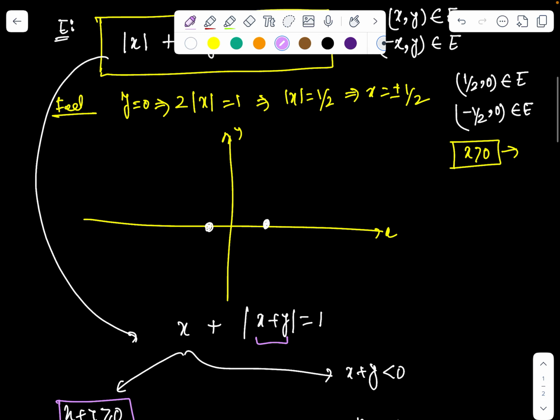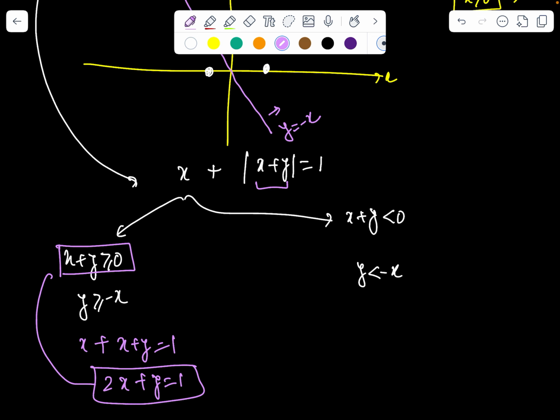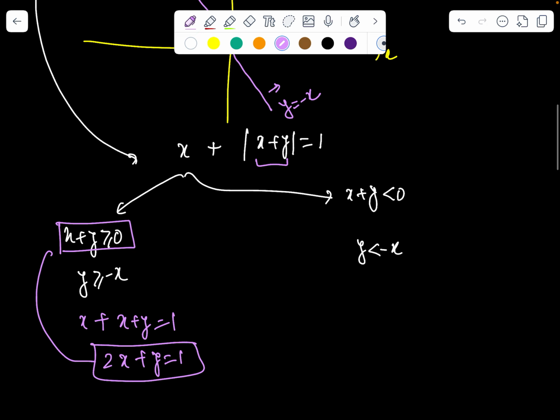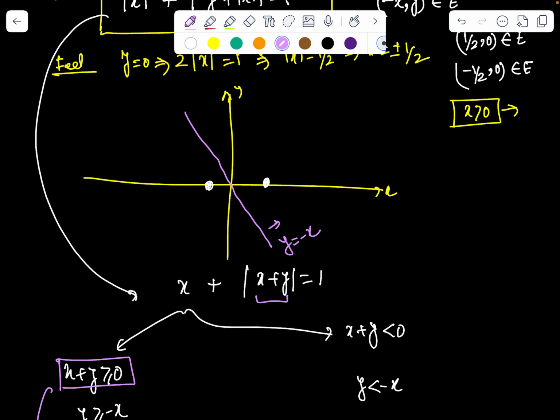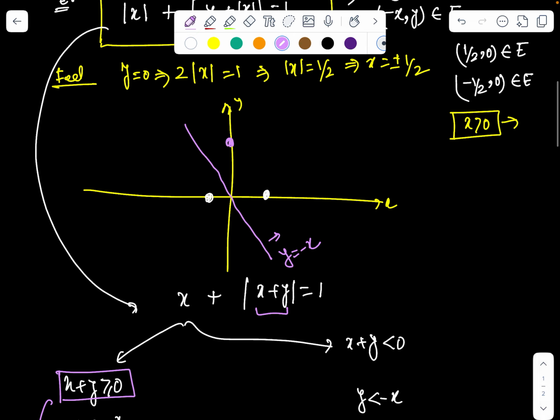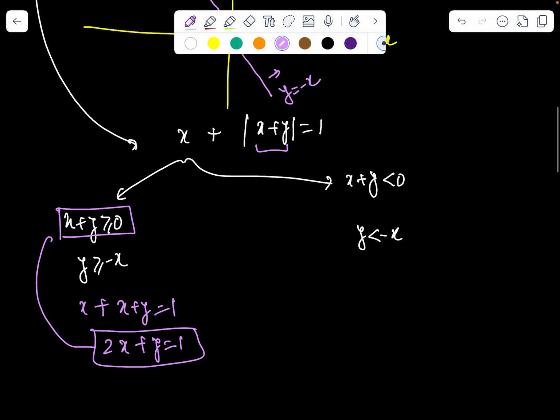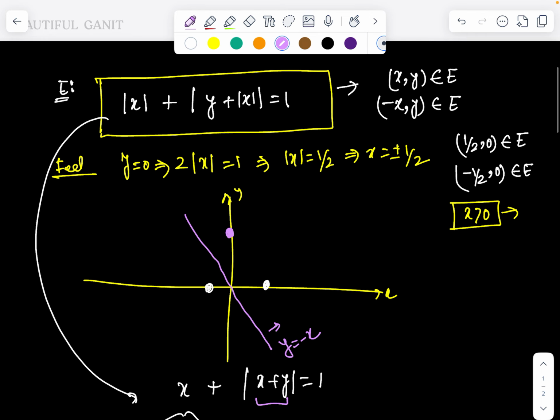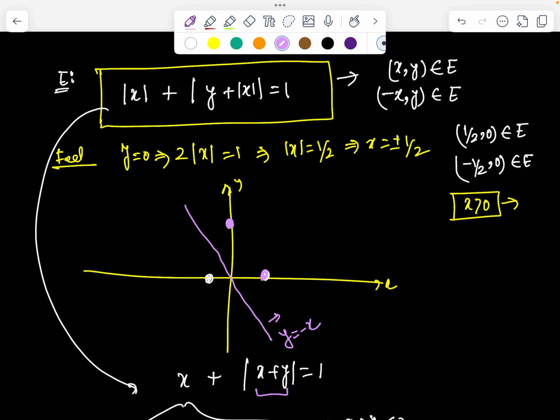So let's plot y equal to minus x, and here we go, y equals minus x. So x plus y greater than 0 will be somewhere on the upper side of this graph. On that side, our equation tells 2x plus y equals 1. So what does 2x plus y equals 1 represent? x 0, y 1. And y 0, x will be half. So basically we are getting this portion of the graph.